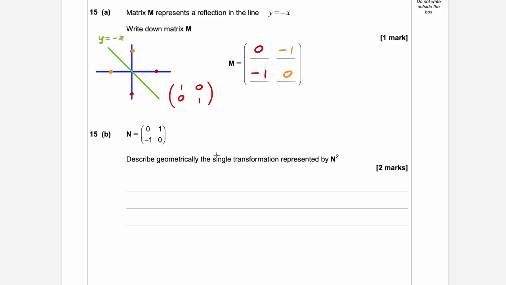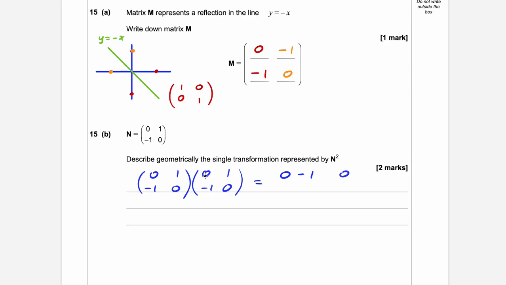Describe geometrically the single transformation represented by M squared. Okay, let's square it first. So 0, 1, minus 1, 0 times 0, 1, minus 1, 0. So as usual, guys, this times this is 0. This times this is negative 1. That's the top left. Top right, this times this is 0. This times this is 0.